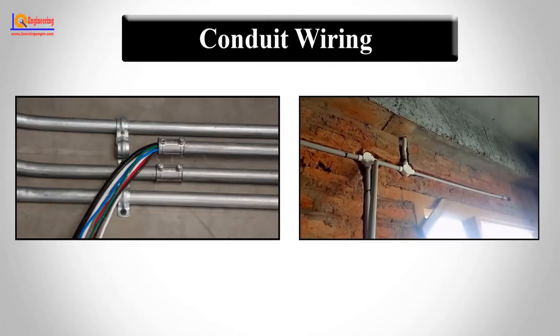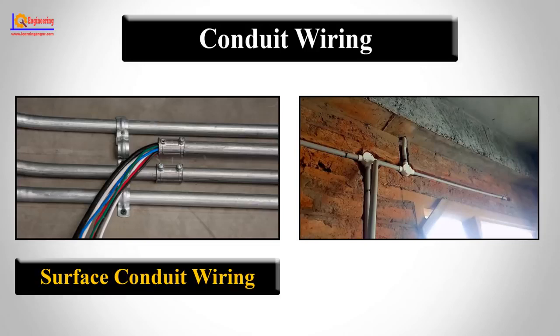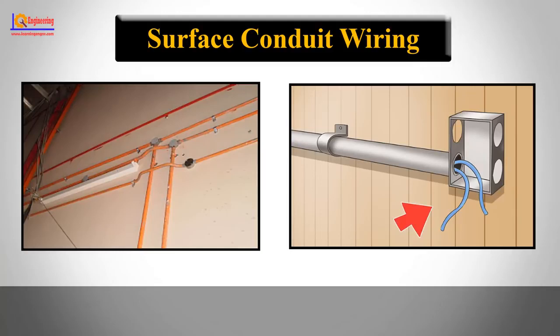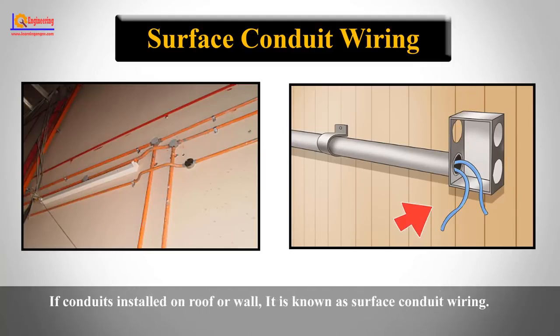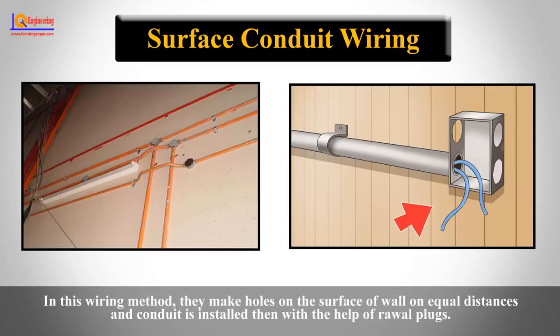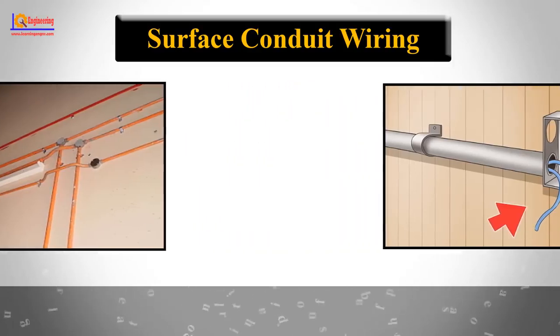Conduit wiring. There are two types of conduit wiring according to pipe installation. 1. Surface conduit wiring and 2. Concealed conduit wiring. Surface conduit wiring. If conduits are installed on a roof or wall, it is known as surface conduit wiring. In this wiring method, holes are made on the surface of the wall at equal distances and the conduit is then installed with the help of rawl plugs.